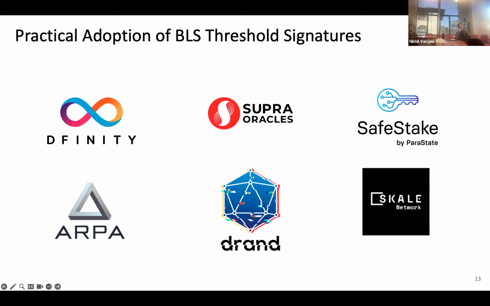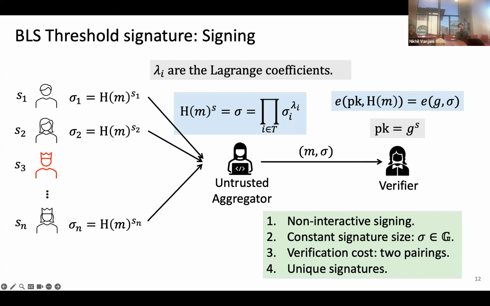By unique, you mean the second one is unique? By unique, I mean once you fix the secret key, for every message there is a unique signature. Oh, you mean the signing process is deterministic? Yes, the signing process is deterministic. It's just the hash of M to the power of the secret key. Yeah. I see.